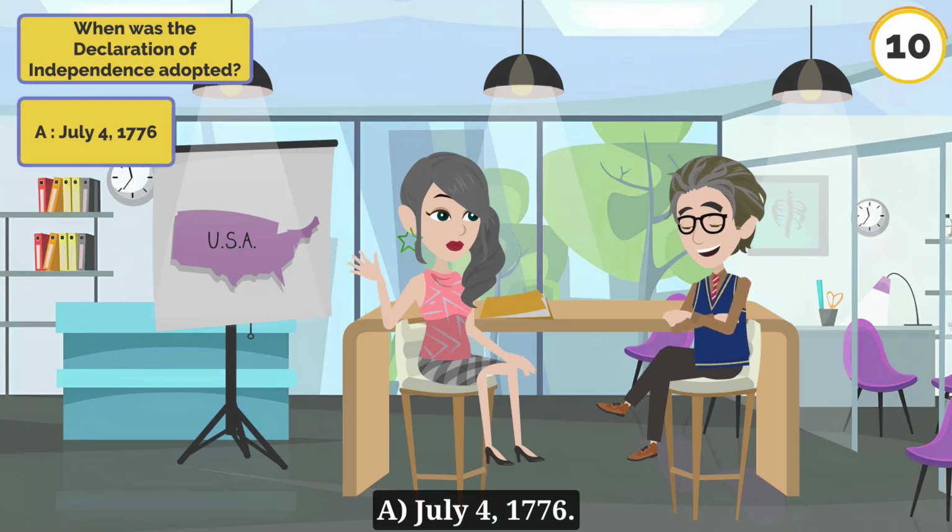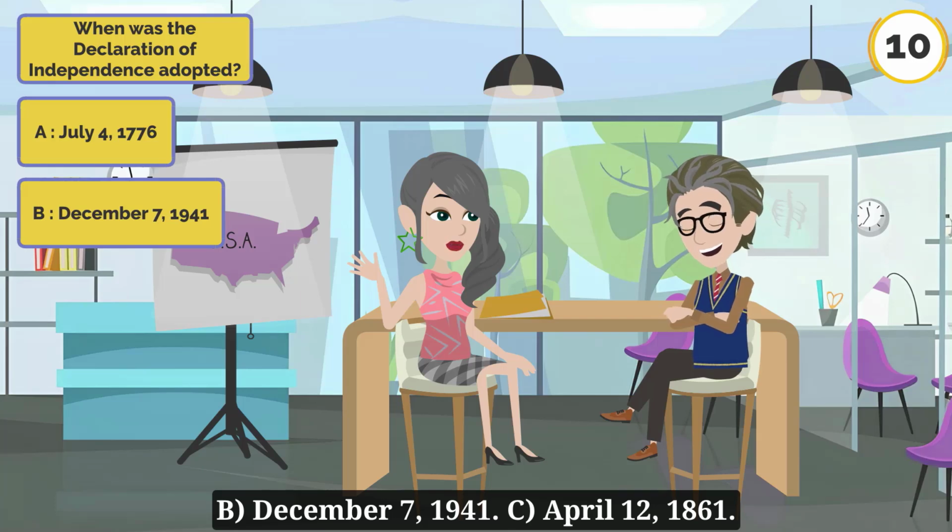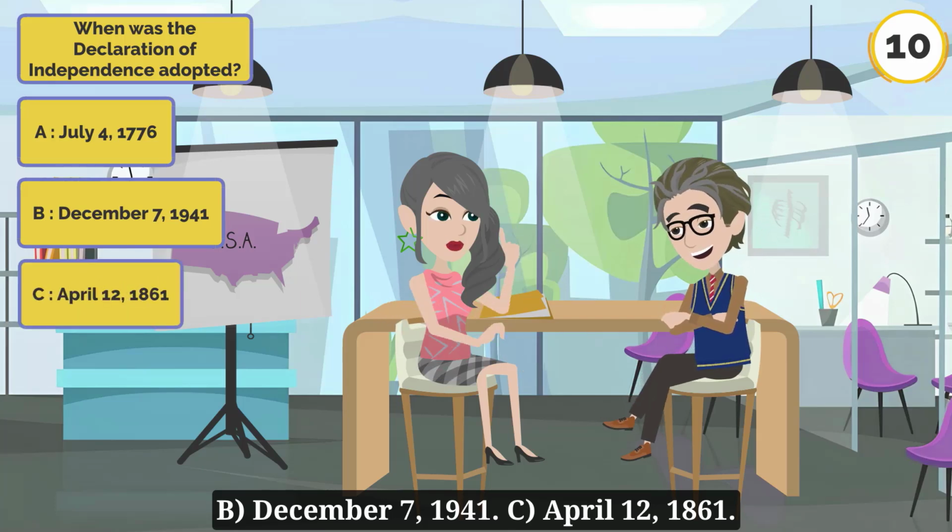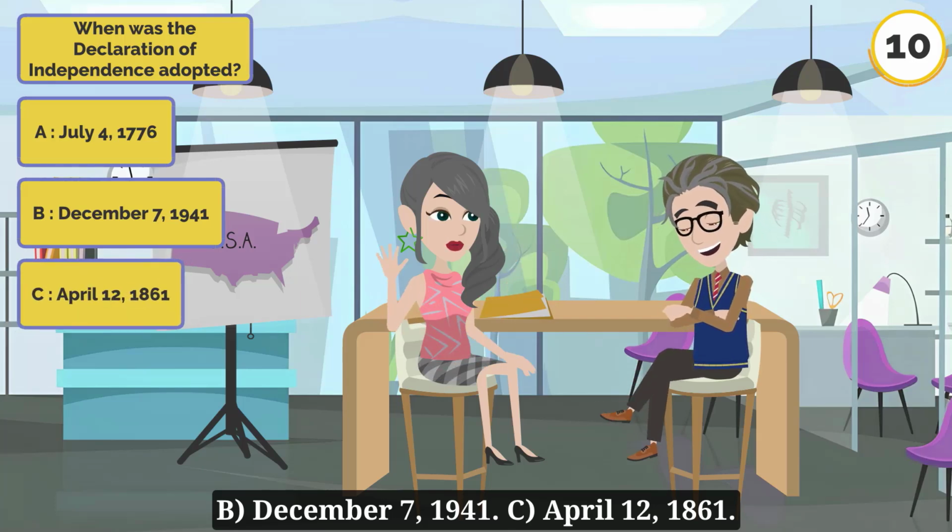Question 10. When was the Declaration of Independence adopted? A. July 4th, 1776. B. December 7th, 1941. C. April 12th, 1861.